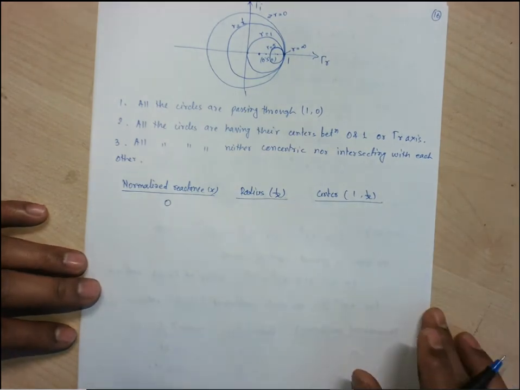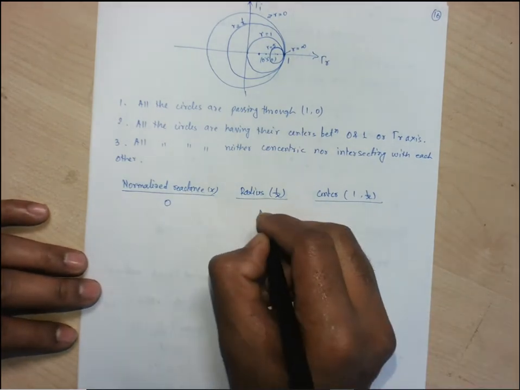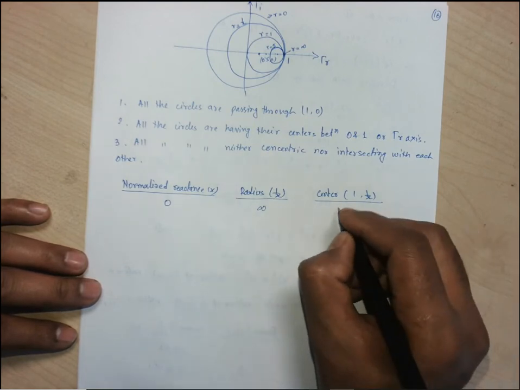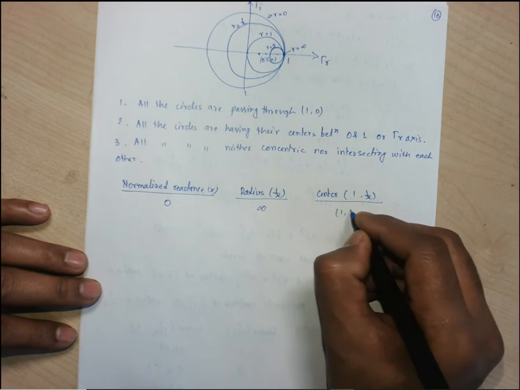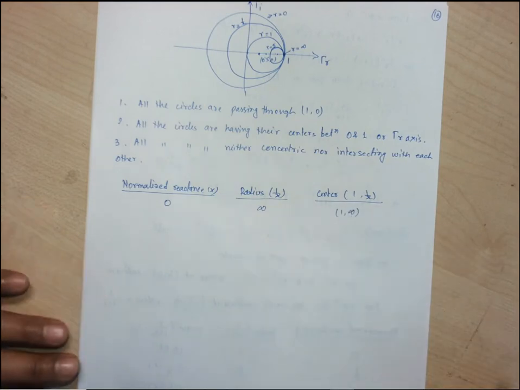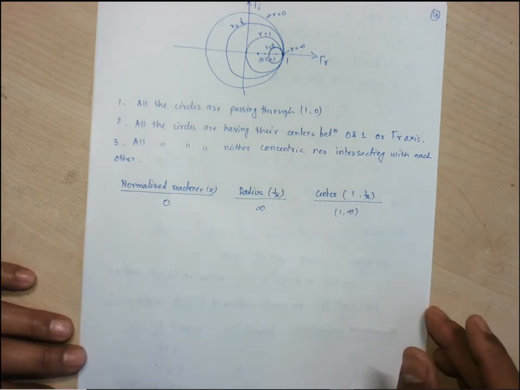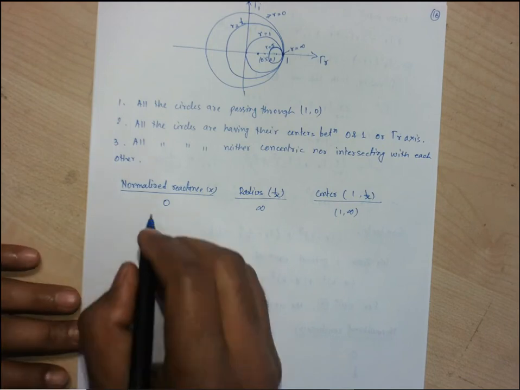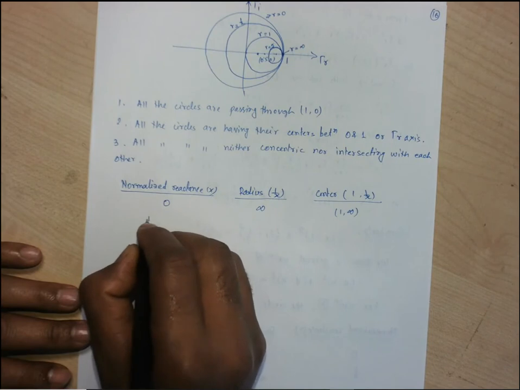For reactance 0, we have the radius infinite, and it has the center 1 comma infinite. Now the reactance can be both positive and negative, right? It can be either inductive or capacitive. So we are supposed to take both. So let us go with plus minus half.